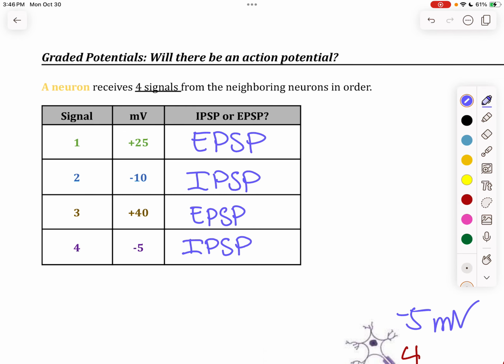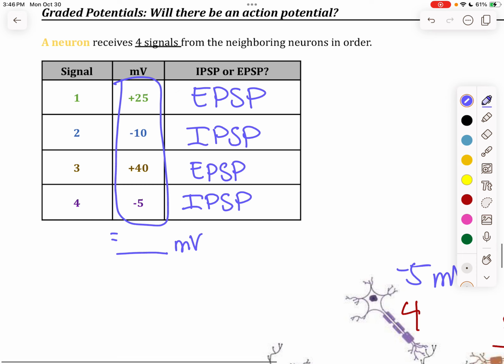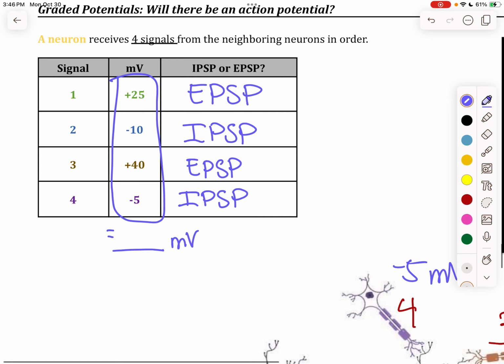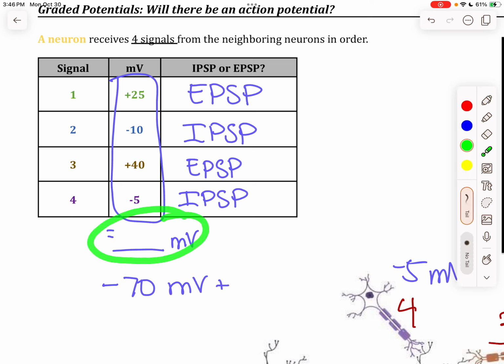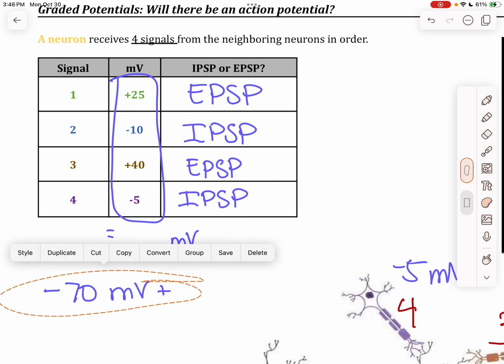The rule of thumb is you always add them up. So we're going to add these all up and give a total in millivolts. And you will always add that to minus 70, because that's where your resting potential is. That's your baseline. That's what you start at. So minus 70 plus this number that you've calculated, and that is going to be your answer for whether the action potential will fire for this graded potential.